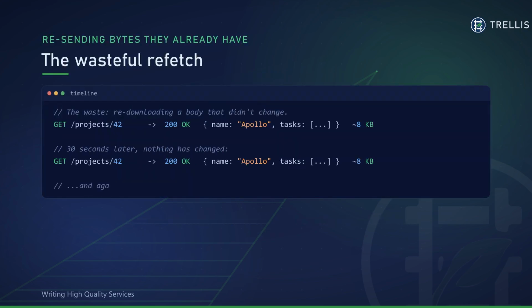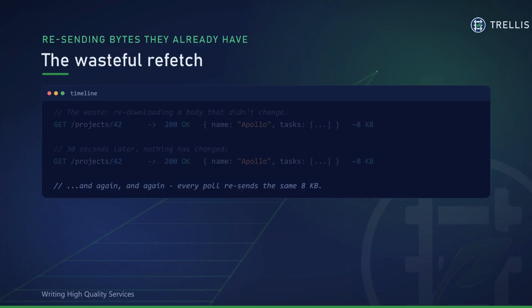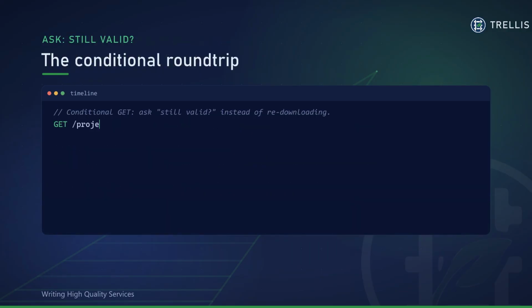Here's the waste. A client gets project 42, 8 kilobytes come back. 30 seconds later it polls again. Nothing has changed, but the server doesn't know that. So it serializes and sends the same 8 kilobytes a second time, and a third. Every poll re-downloads a body the client already has, the server doing real work to produce a response that's identical to the last one. Conditional GET fixes it.